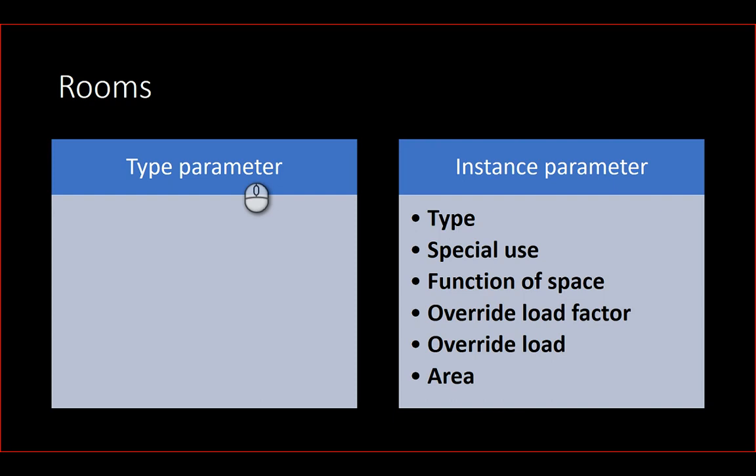An override load, a good example of needing an override load is to simply put in the number of fixed seats in an auditorium rather than calculate the occupant load based on the area. And an area, which we just need to pull the area of the room out in order to calculate the occupant load of the room.